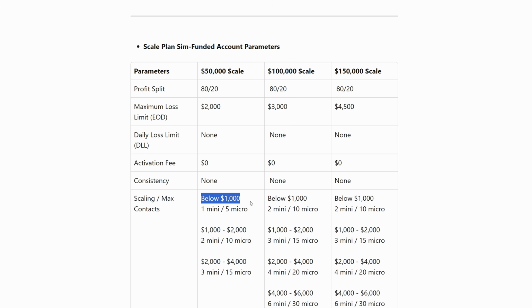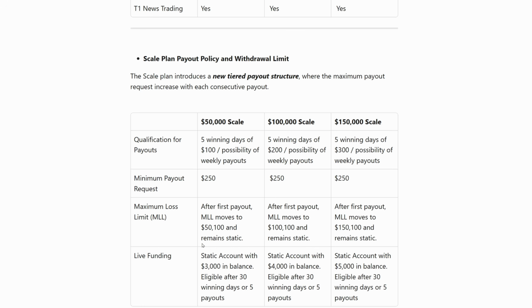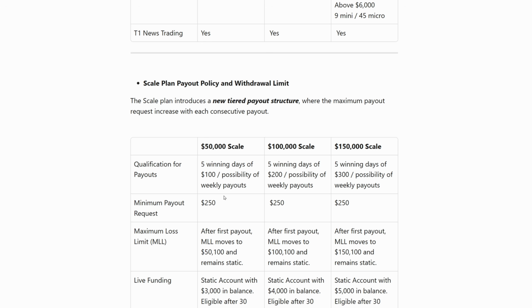If your profits are below $1,000, you can trade 1 mini or 5 micros. If your profit is between $1,000 and $2,000, you're then eligible to trade 2 minis or 20 micros. And if your profit is between $2,000 and $4,000, you can trade 3 minis or 15 micros. However, here's where things are going to change quite a bit. If you come over and we start looking at the payouts, well, to be eligible for a payout, you have to have 5 winning days where each day is $100 or more. Well, that right there is exactly the same.